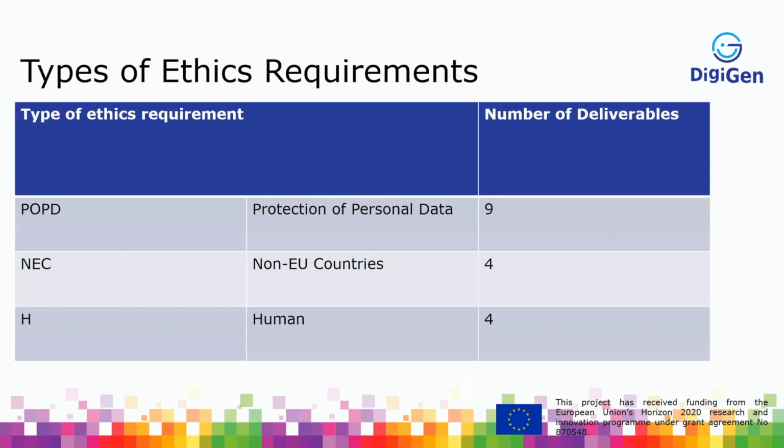Just to give you an idea, when we got the project funded, we received extra deliverables from the EU. No extra person months to do these, but we received 17 ethics deliverables, 9 involving protection of personal data, 4 involving non-EU countries. Obviously, we're Norwegians running the project, so that was a challenge, but we also had Brexit to deal with. And then 4 involving the human element. And I will touch upon only a couple of these.